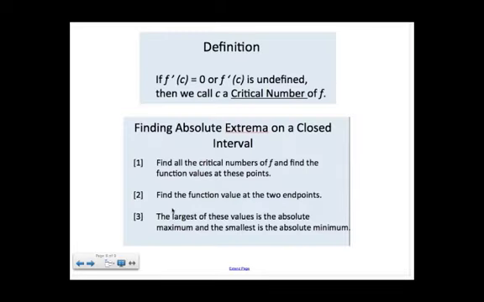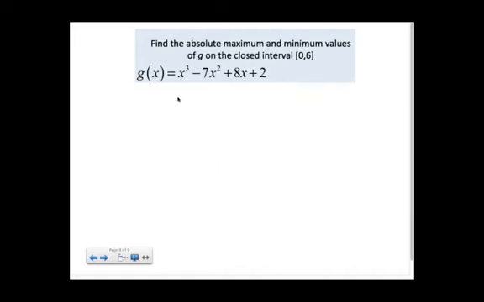Okay, and then we just compare. The largest of those values is the absolute max, and the smallest is the absolute min. So this method creates a way to find a list of numbers to test, and those are the only ones we need to test. There's no other place that maxima and minima can occur. They have to occur at either places where the derivative is 0, or where the derivative is undefined, or at an endpoint. Okay, so here's an example.